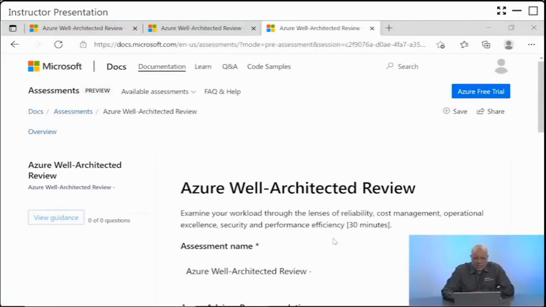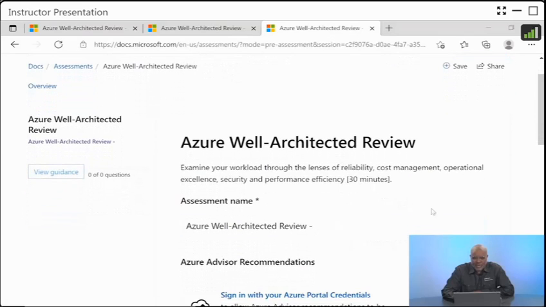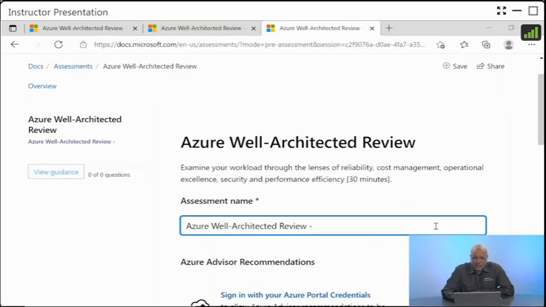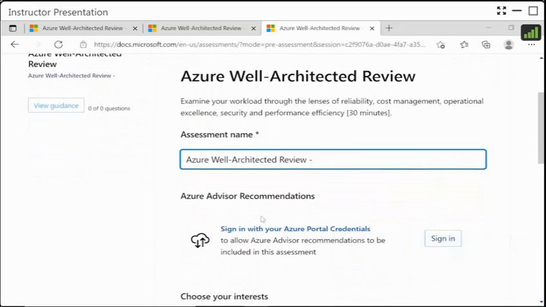Okay, so now I'm logged into the Azure Well-Architected Review site, and I can give my assessment a name here. We'll just leave the default name that is given to us. And right here, it shows you that you can sign in with your Azure portal credentials, and that will allow Azure Advisor recommendations to be included in this assessment. We absolutely want that to be the case. So I'm going to go ahead and sign in here.